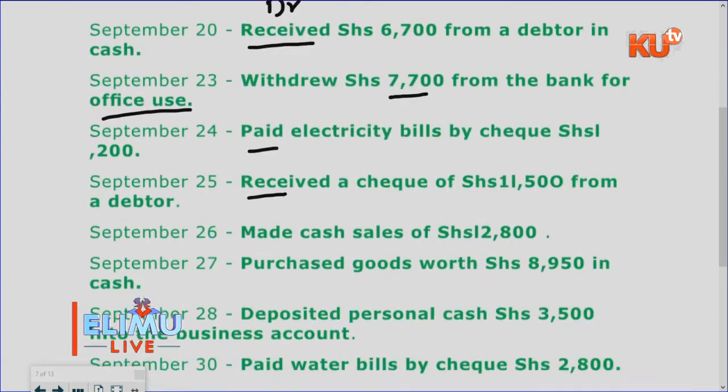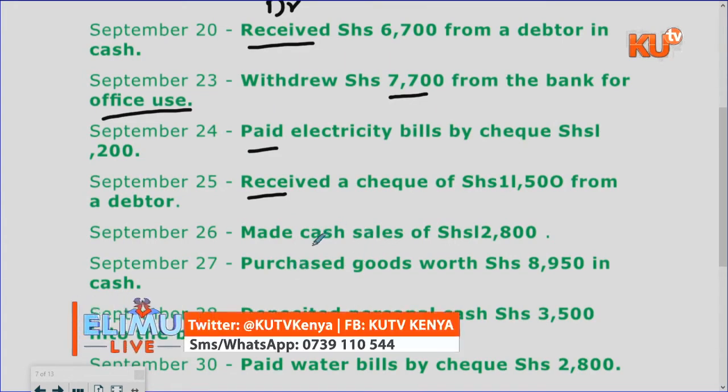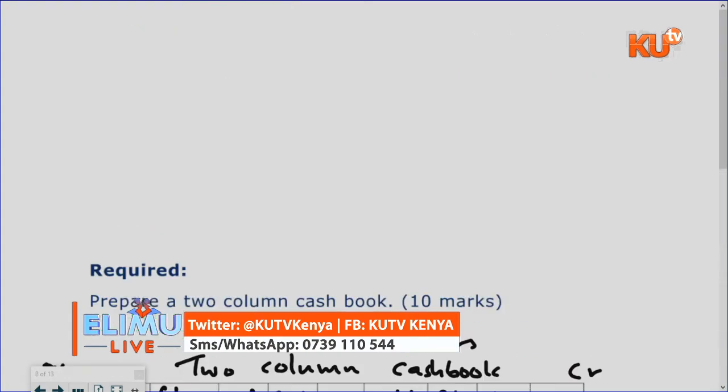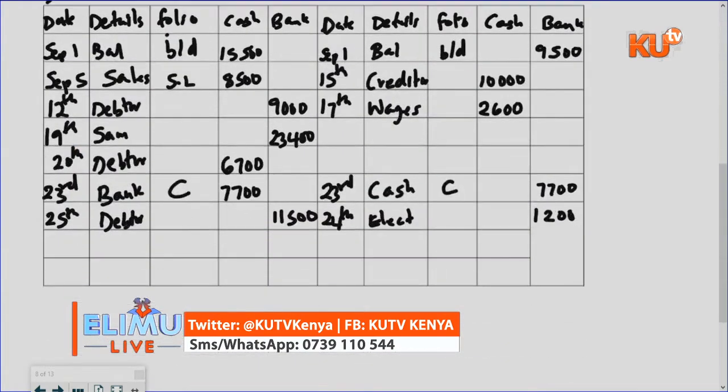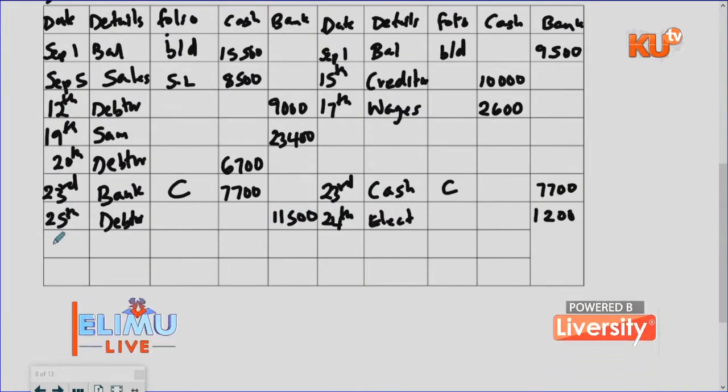Received, that is made cash sales of 12,800. We are making sales, therefore we receive. And when we receive the payments or receive the money, we now debit this transaction. So we debit the transaction on 26th.